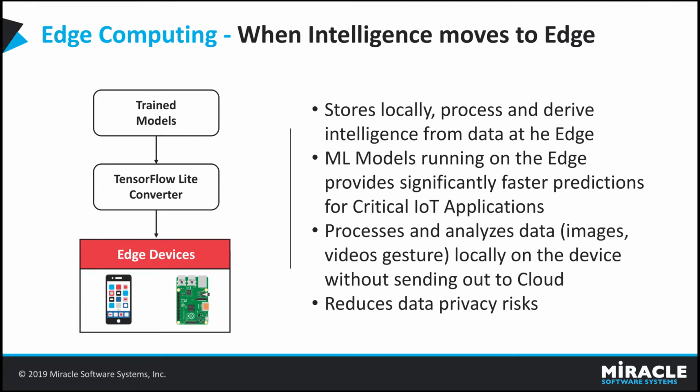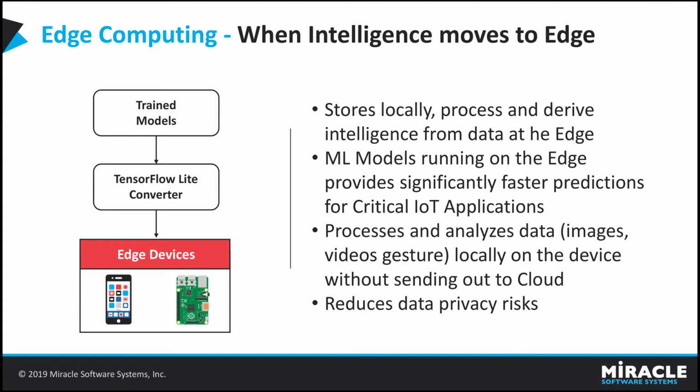Machine learning models can run on edge devices because it provides significantly faster predictions for critical IoT applications as well. Processing and analyzing data like images or videos will be really quick on your edge devices, because that doesn't rely on your network. Whenever you put your machine learning models on edge devices, they run there, so you don't need a network or bandwidth to go and get the model results. That gives you faster analysis and faster processing of your data, and it also reduces data privacy risks.